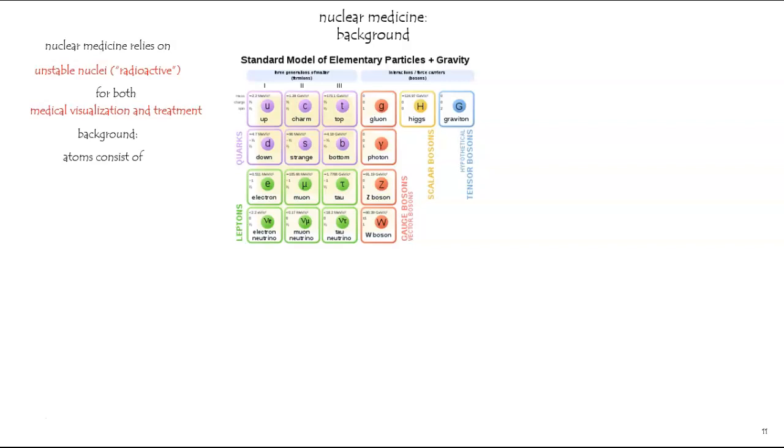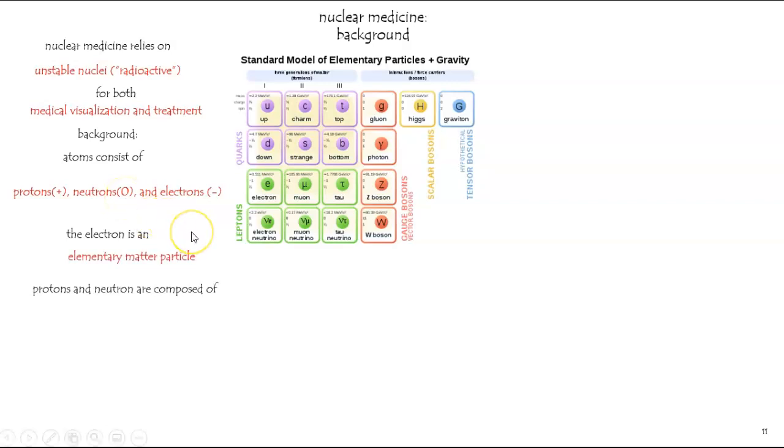It is a substance which contains, as you've probably heard, protons, neutrons, and electrons. We assign these following charges to them: positive for the proton and negative for the electron. That simply means there'll be an electrostatic attraction between the two. Opposite charges attract. And neutrons have no charge. The electron is interestingly considered to be an elementary matter particle.